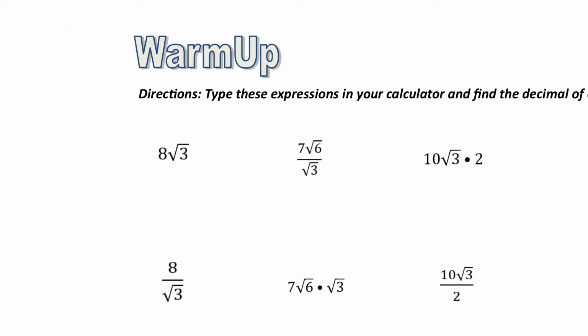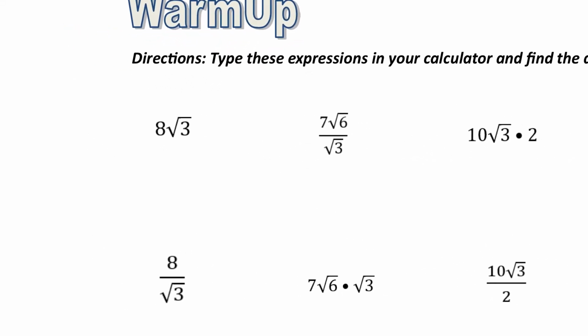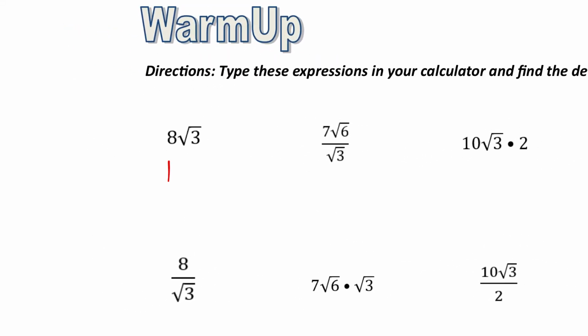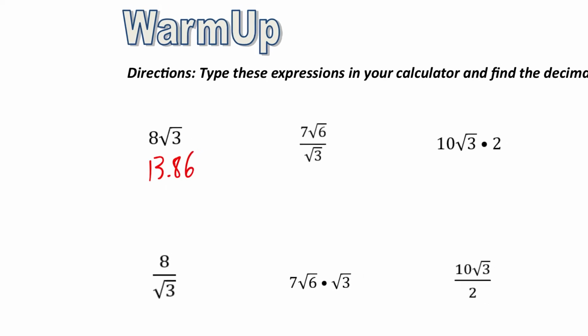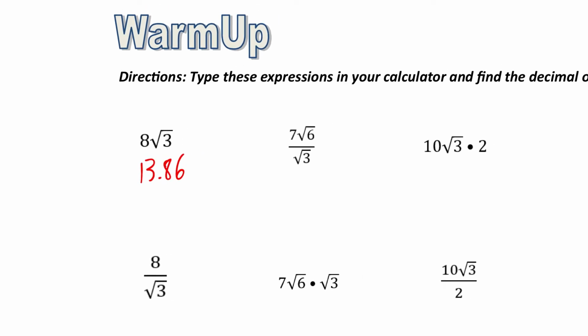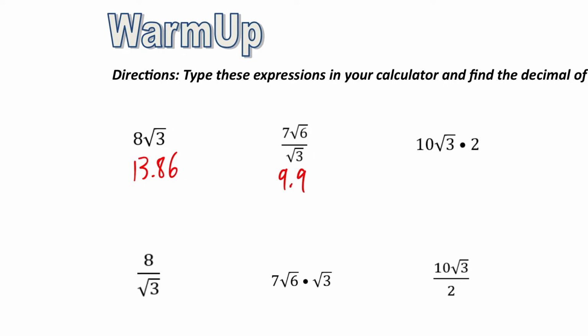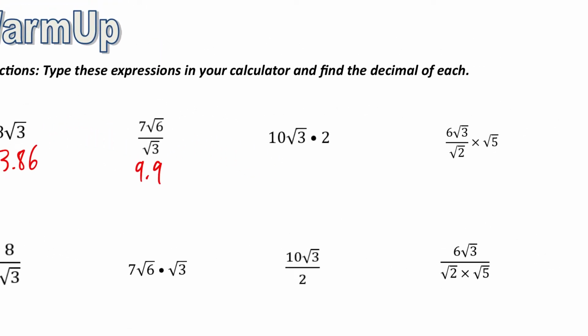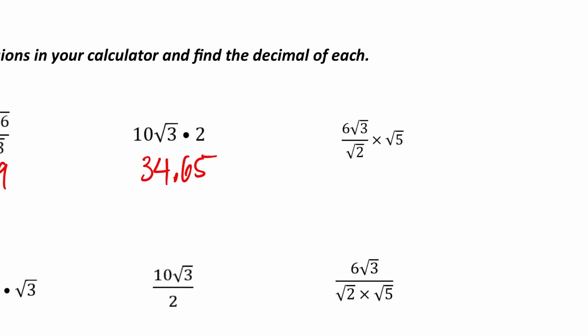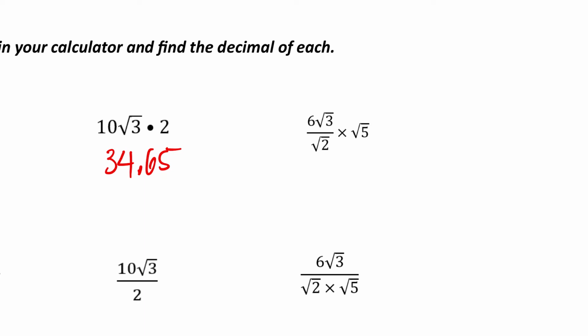Okay, so just typing these into your calculator, what's 8 square root of 3? 13.86. What's 7 square root of 6 divided by square root of 3? It's 9.9. 10 square root of 3 times 2? 34.65. 6 square root of 3 divided by 2 multiplied by the square root of 5. 16.43.